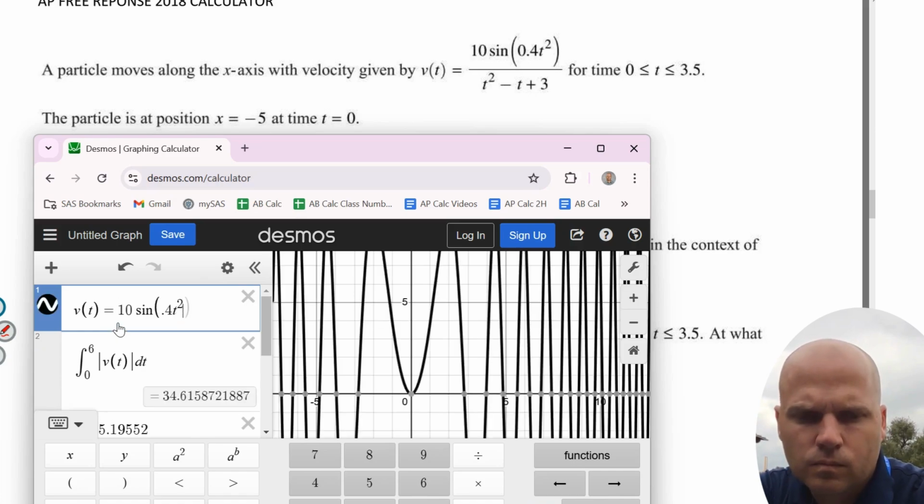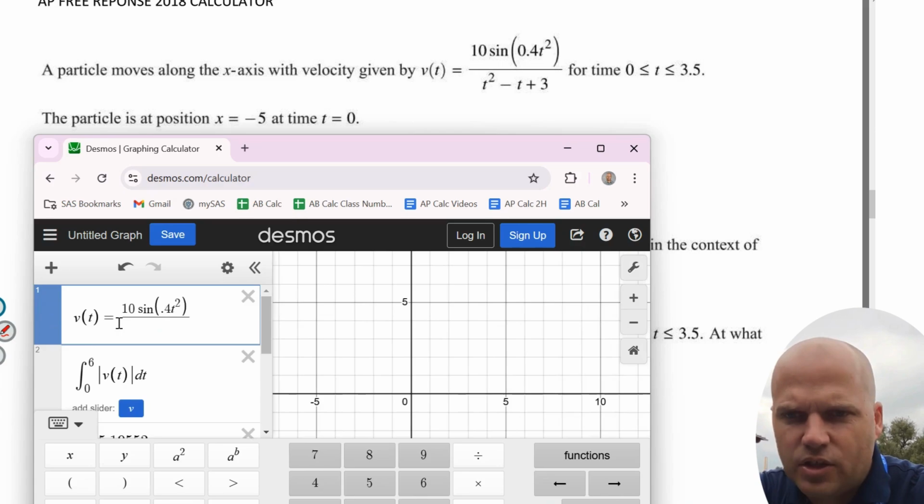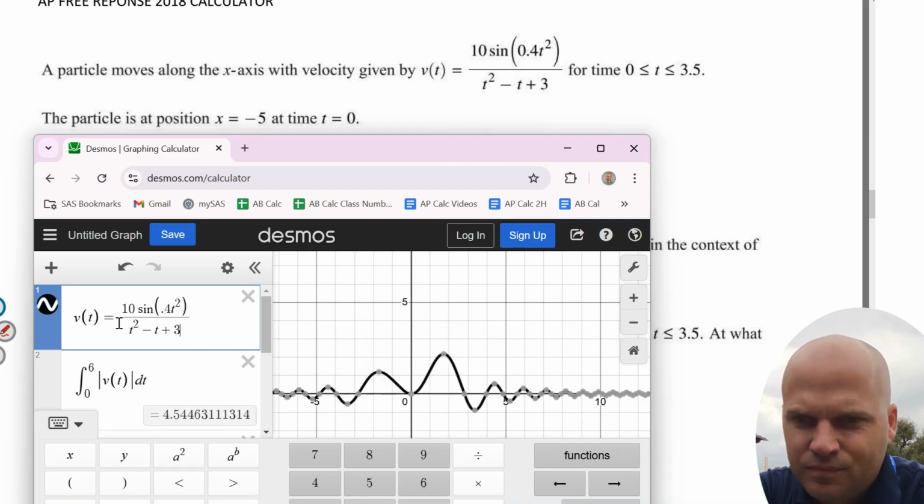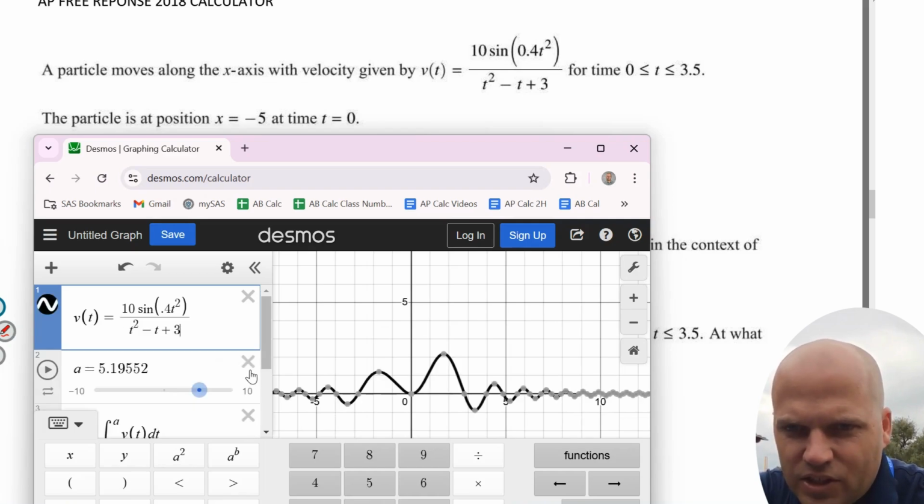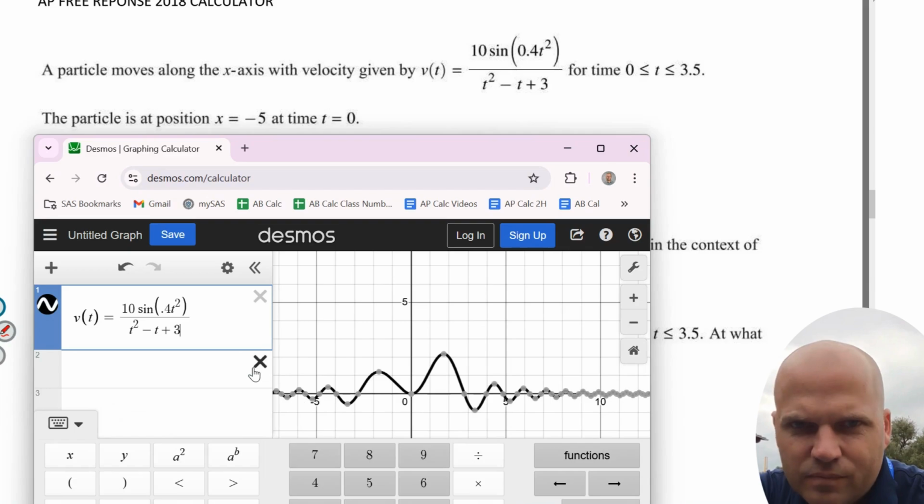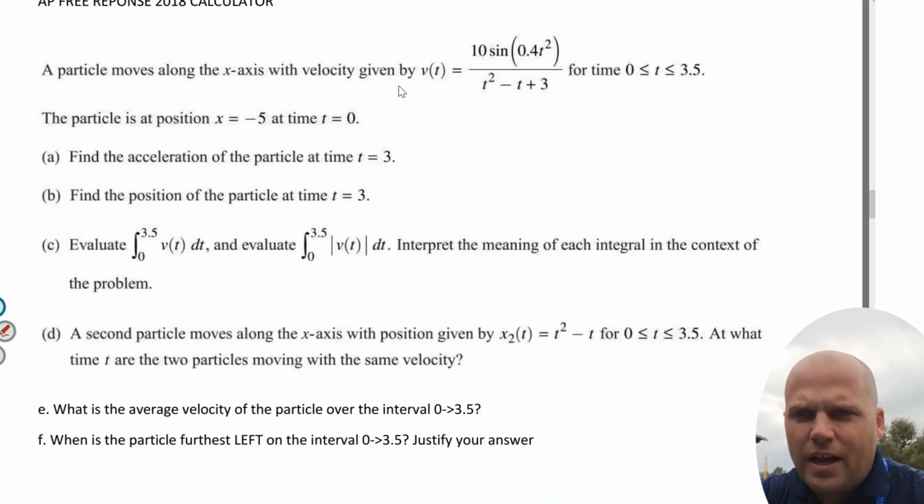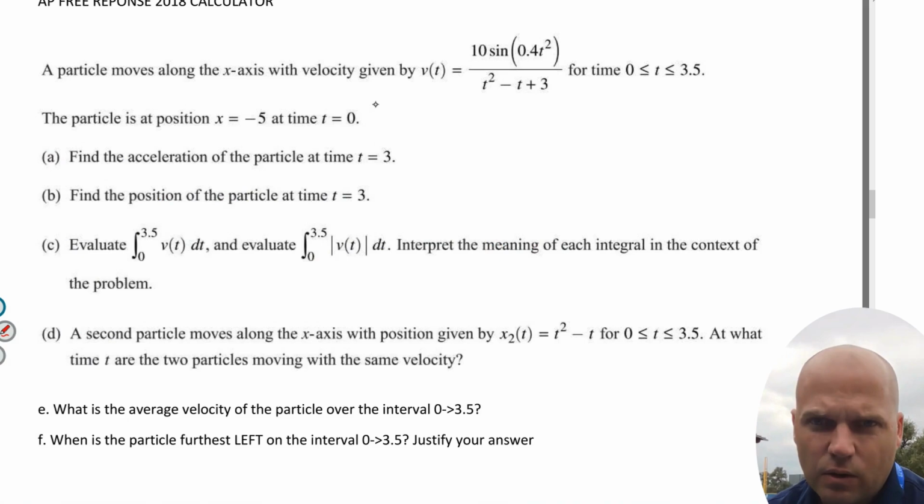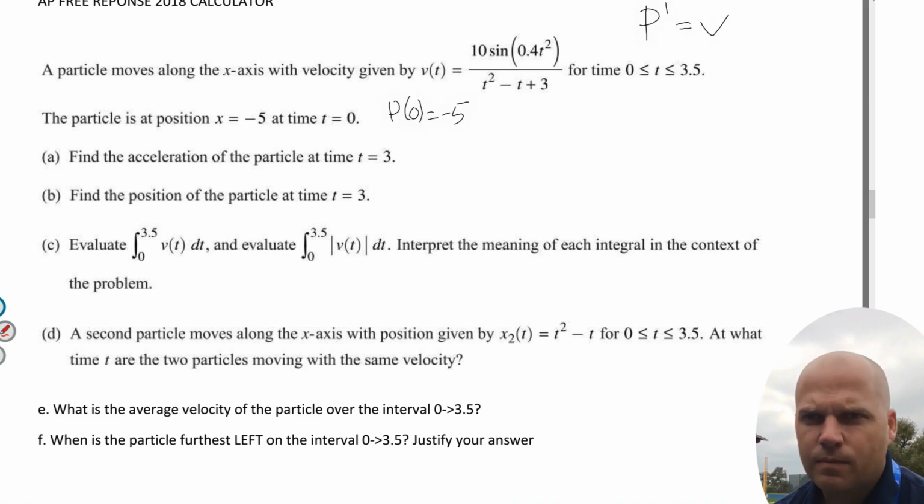It's so nice that you could just type it in exactly how you see it. And then just kind of go from there. Okay, the position is -5 at t equals 0. I'm going to start off saying p of 0 is -5. I'm going to say p prime equals v. We're good. Acceleration. Now, this is great.